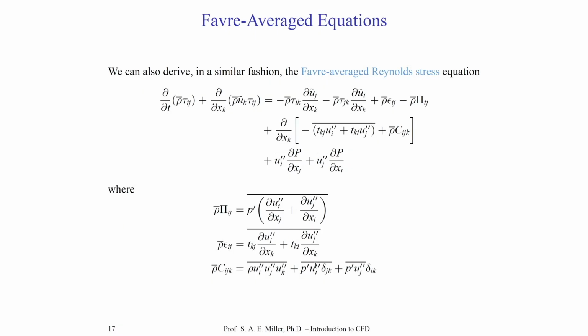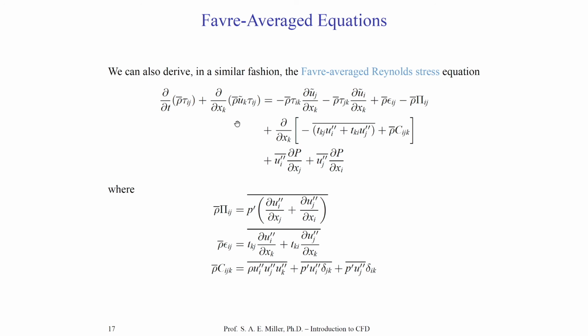We can also derive, in a similar fashion, the Favre-Averaged Reynolds stress equation. We derived turbulent kinetic energy directly, but here we'll show the more general term, which is a tensor equation for the Favre-Averaged Reynolds stress. This is a little bit different than the traditional Reynolds stress equation. Here we have partial t of rho bar tau ij, which is the Favre-Averaged Reynolds stress, which we just defined, equals all very similar terms on the right-hand side.